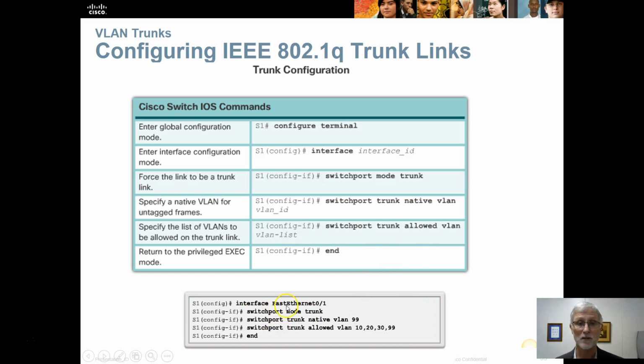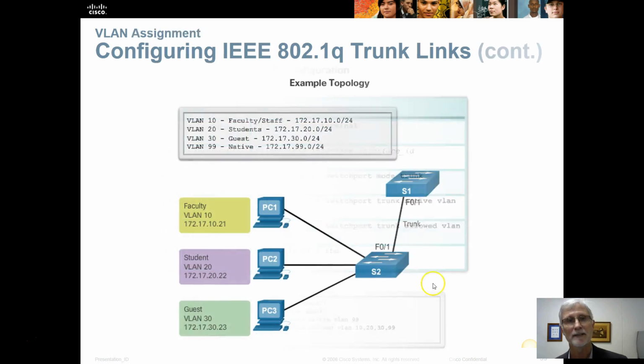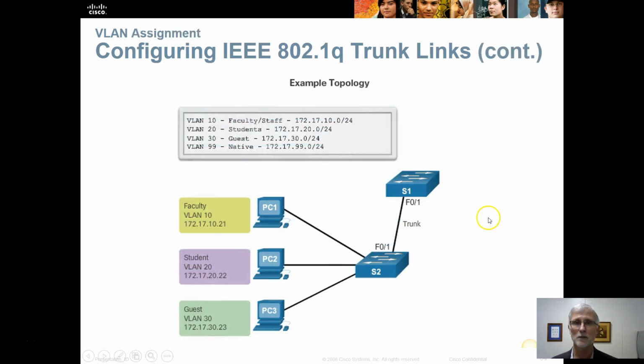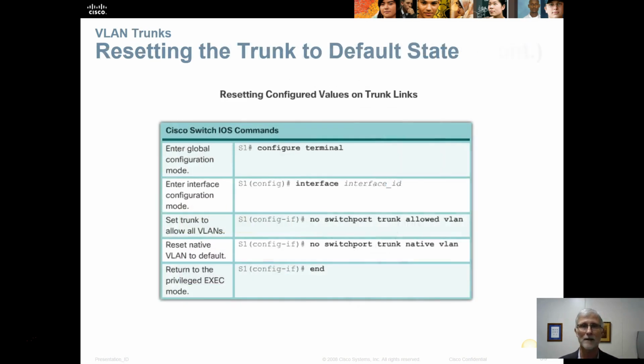So let's look at an example here. Switchport mode trunk. I'm in the interface mode. I've changed my native VLAN to VLAN 99, so instead of VLAN 1, it's now 99. And I'm going to allow VLANs 10, 20, 30, and 99 to go across that trunk. If it's anything other than these, nothing goes across. So just a little bit of an example here of what can and can't go through. I'll let you go through that.